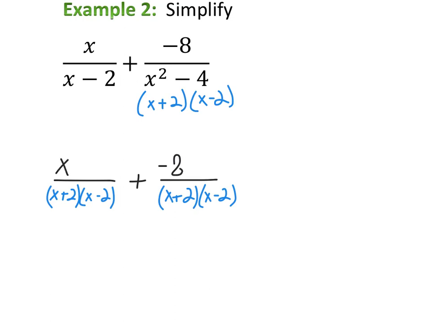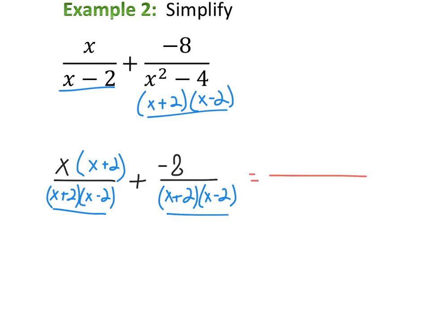My tops are originally -8 and x. But I can't just add things to the bottom of fractions all willy-nilly, so I have to balance it out. The first fraction goes from having x minus 2 to having x plus 2, x minus 2. I need to tag on the x plus 2 part. The second fraction went from having x plus 2, x minus 2 to having x plus 2, x minus 2. So I don't need anything on the top of that one.